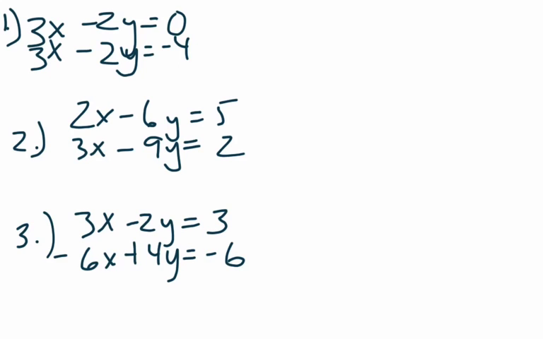First one is 3x minus 2y equals 0, 3x minus 2y equals -4. Second is 2x minus 6y equals 5, 3x minus 9y equals 2. And then the last one, 3x minus 2y equals 3, and -6x plus 4y equals -6.